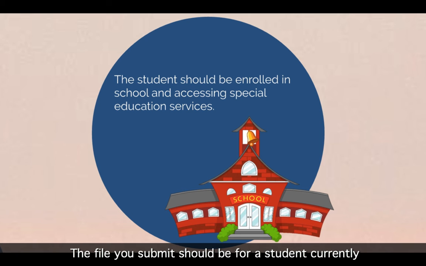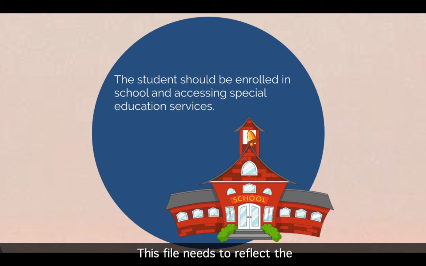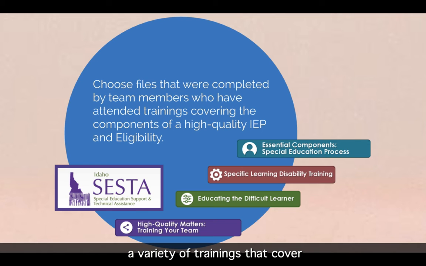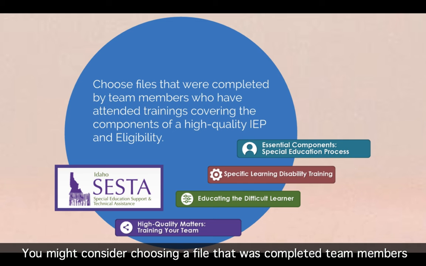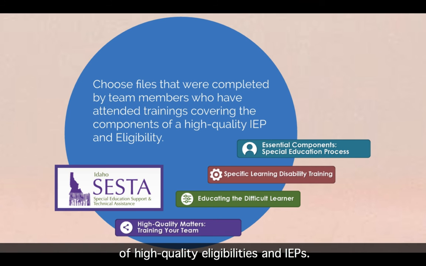The file you submit should be for a student who is currently enrolled in school and receiving special education services. This file needs to reflect the IEP team's most current decisions for that student. Idaho SESTA provides a variety of trainings that cover components of the special education process. You might consider choosing a file that was completed by team members who have attended trainings that covered components of high-quality eligibilities and IEPs.